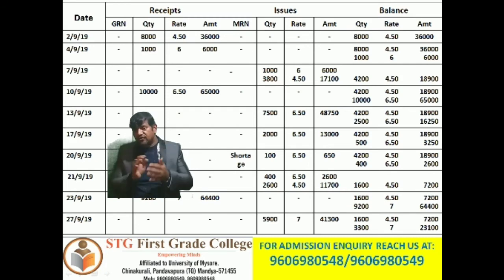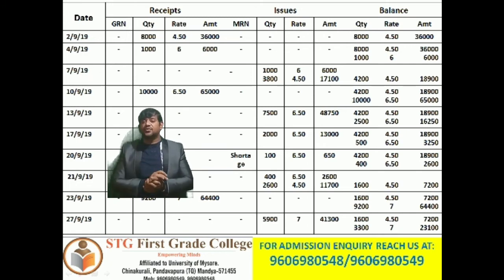And out of 4,200, since I am supposed to issue 3,000, out of 3,000 I have issued only 400 units. So left out is 2,600 units. So 2,600 into 4 rupees 50 paise, that amount comes to 11,700 rupees. So balance quantity 1,600 units at rupees 4.50 per unit. So the amount balance comes to 7,200 rupees.